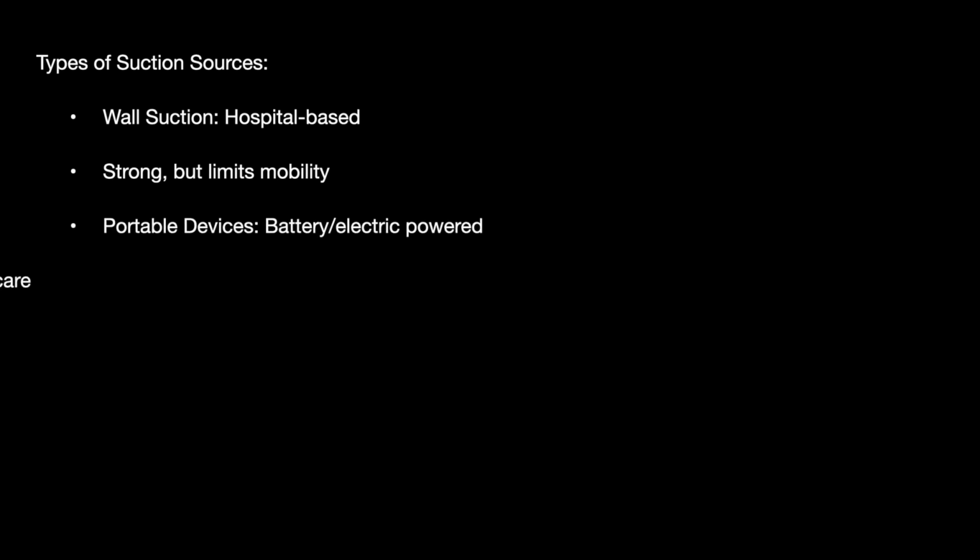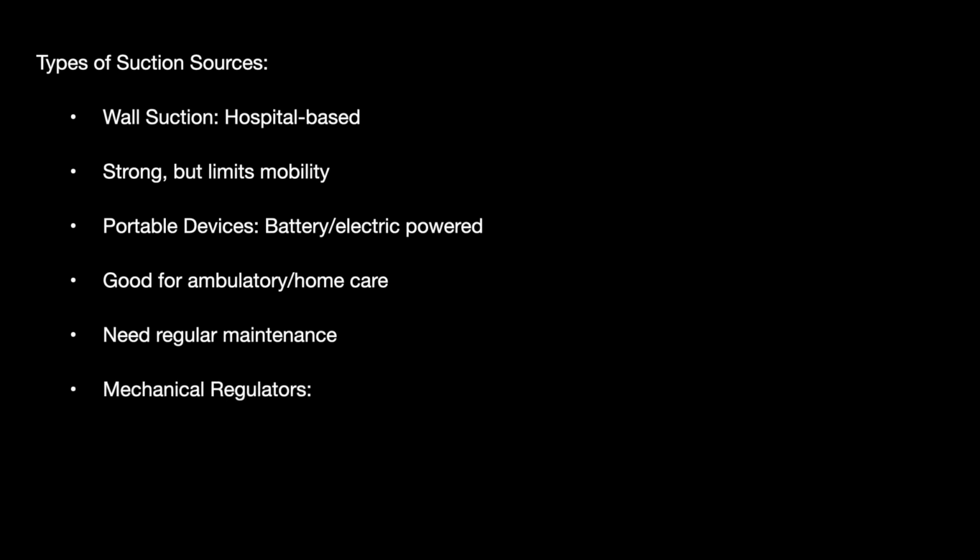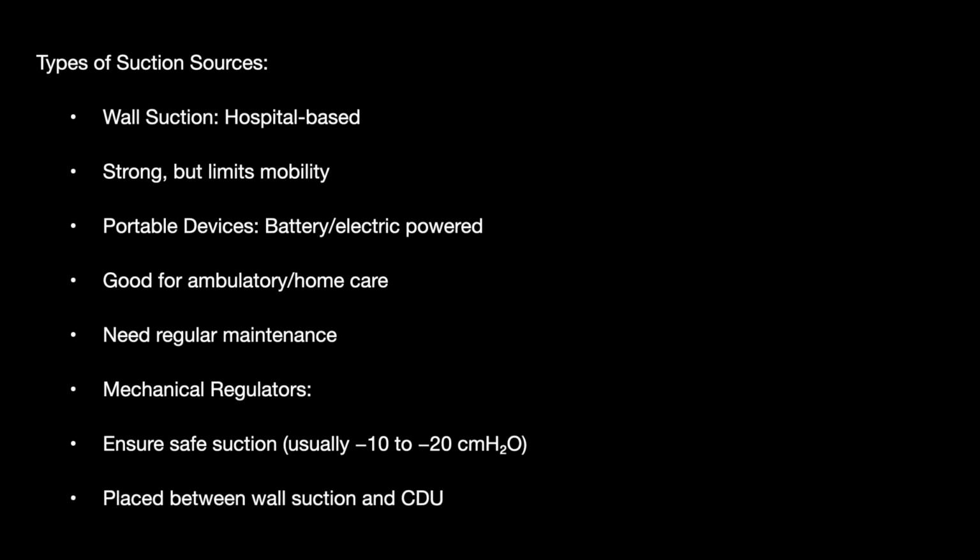Regarding the types of suction sources, you have the wall suction, that is hospital based. It is strong but limits the mobility of the patient. Portable devices, like battery and electric operated, are good for ambulatory and home care, but they need regular maintenance. Mechanical ones ensure safe suctioning around negative 10 to 20 and are placed between the wall suction and the CDU.